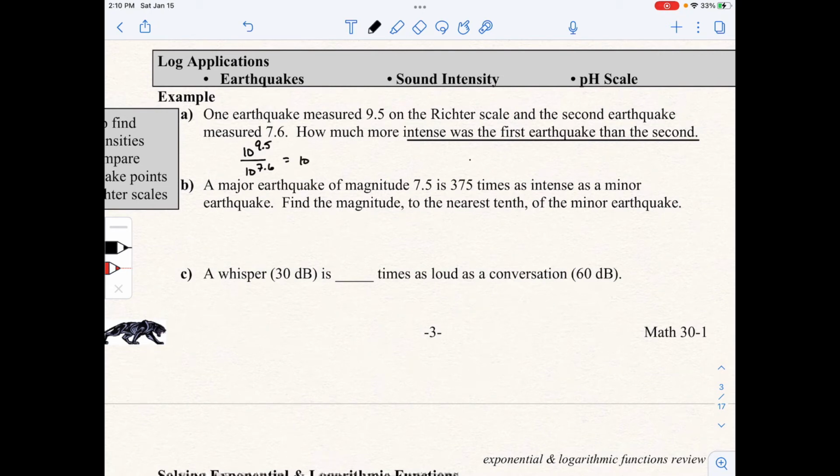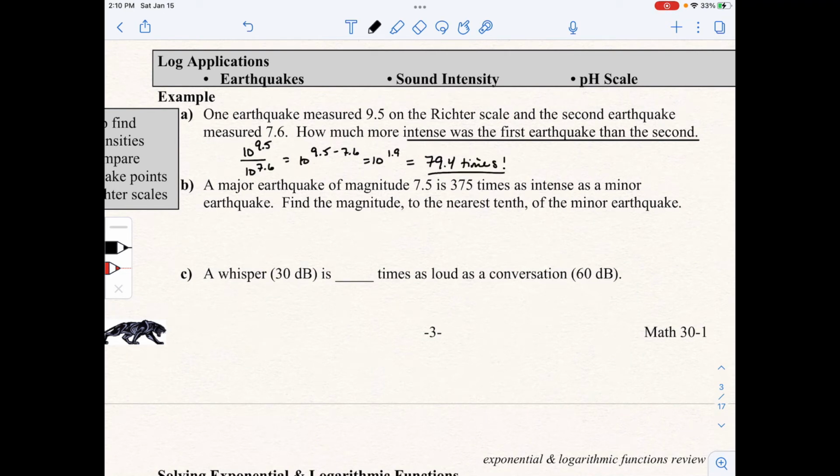So to compare those intensities, we would divide to see how many times more intense was the first one. And of course, when we divide powers with the same base, we're going to subtract those exponents. So 9.5 minus 7.6, which is 10 to the power of 1.9. And if we just pop that into our calculator, the first earthquake was 79.4 times as intense.